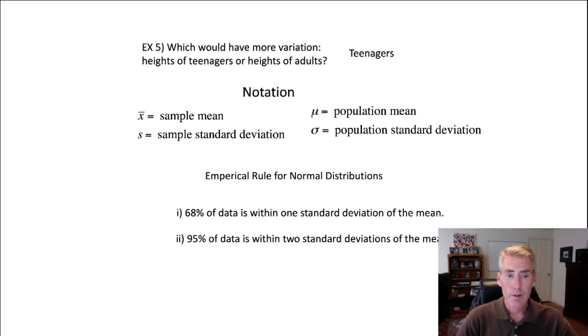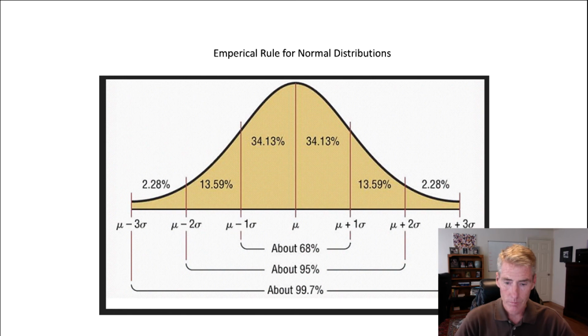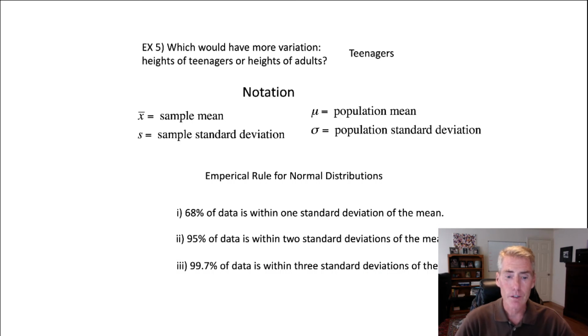Now if you do that with 2 times S, so you take the mean, you add on S, you add on another S, you subtract S and subtract another S, you're going to be farther out, and that's going to be 95% of the data. And finally, if you do 3 standard deviations, that's 99.7% of the data. Now here's a picture of what I was just talking about.